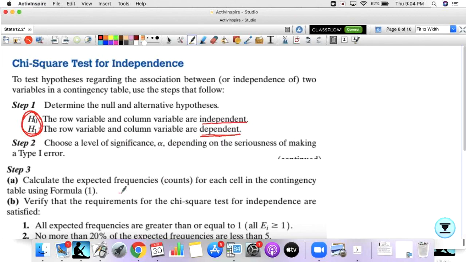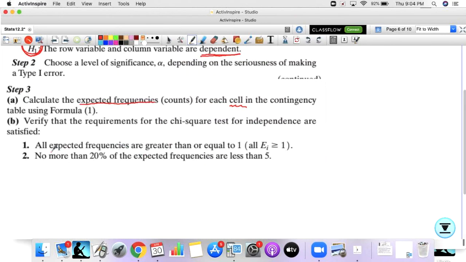And then you need to calculate your expected frequencies before you do anything else, okay, for each cell in that contingency table. After you've done that, you can then verify those two pieces and parts, right? You can't actually figure out if they're greater than or equal to 1 until you've calculated all of your expected frequencies. You can't figure out if more than 20% or less than 20% of them are less than 5, okay, until you actually calculate your expected frequencies.